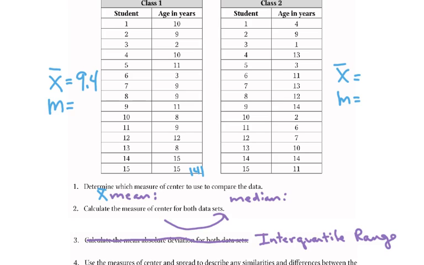Okay. So now let's do the mean of the class 2. And we get a total of 130, which divided by 15 gives us 8.6 repeated. Now, to find the median, let's start with the lowest.